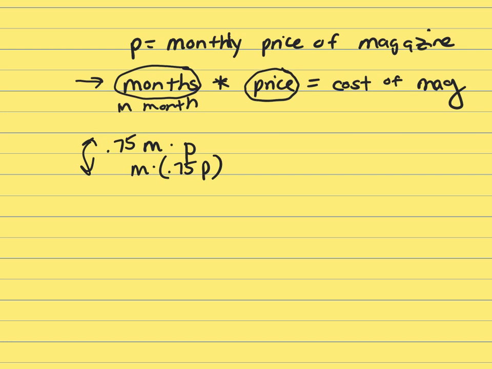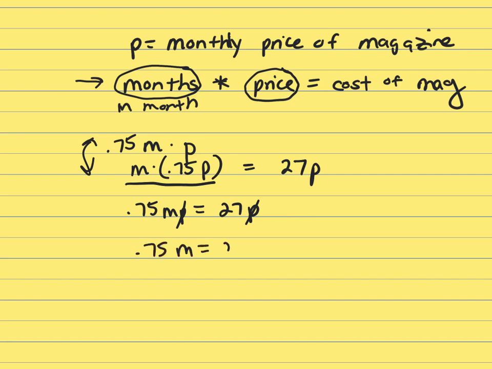If the total value of the discount was equivalent to buying the magazine at its regular price for 27 months, so this is equal to 27 times the price of the magazine, which is P. So I'm going to rewrite this as 0.75 MP equals 27P and divide through by P, and you're left with 0.75 M equals 27. And I do not want to do decimal divisions. I'm going to multiply both sides by 100. And that moves this decimal over 2 places, and that gives me 75 M equals 27 times 100.